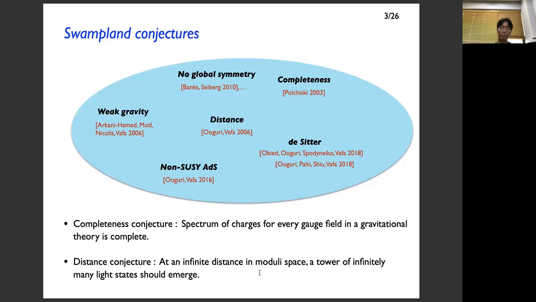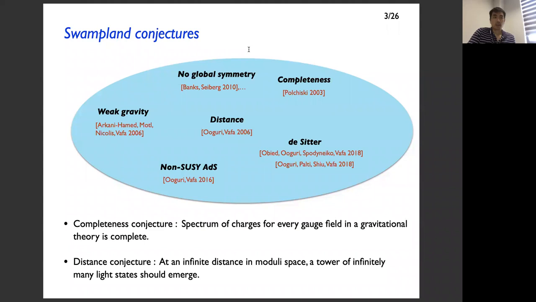I have one question. Okay, sure. What does it mean that the spectrum is complete? Complete means that, so basically we are thinking about some quantized charges for the gauge field, and each charge sector in the charge lattice should be occupied. Oh, I see. As long as this charge is compatible with the Dirac quantization condition. So such a state should exist in the spectrum of the low energy theory. This is the completeness conjecture. Okay, thanks. Thank you.